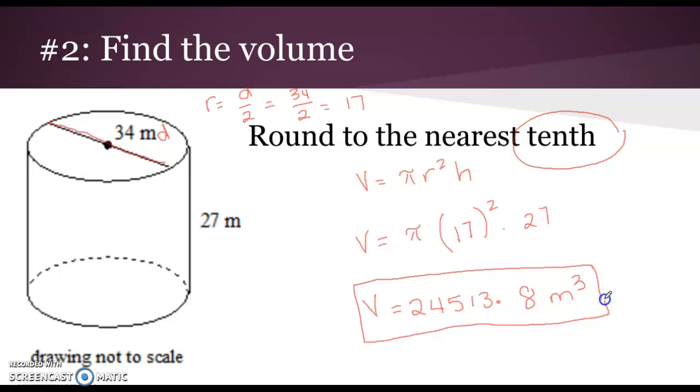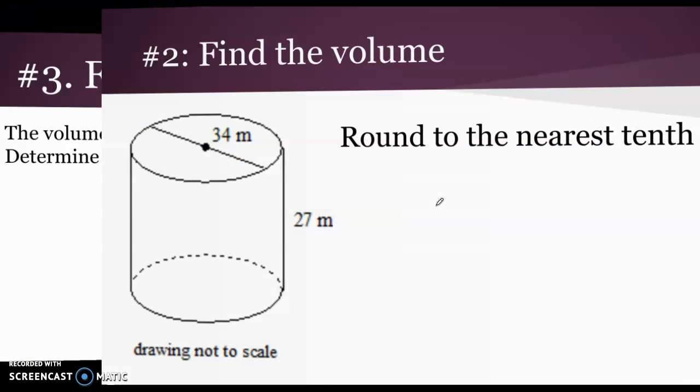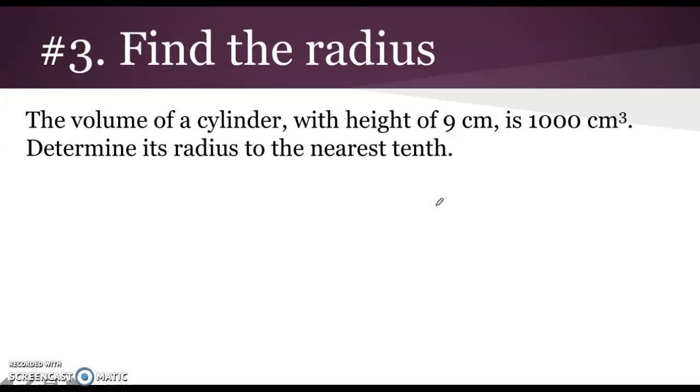Now the difference between the first example and the second example that you're copying is that here I wasn't given the radius, I was given the diameter. And if I have the diameter, I just take half of that to get my radius, and then I substitute. We have one more example. Now this example is a little tricky, and I'll read it for you. The volume of a cylinder with the height of 9 is 1,000 centimeters cubed. Determine the radius to the nearest tenth.